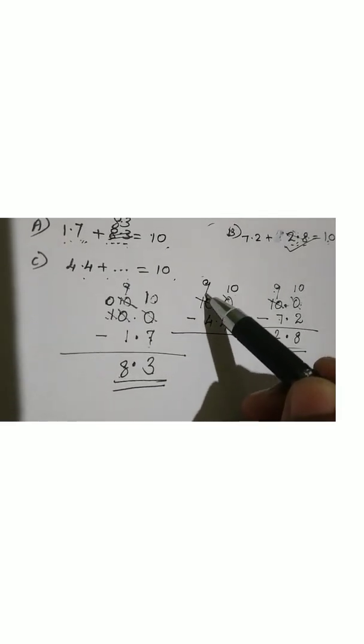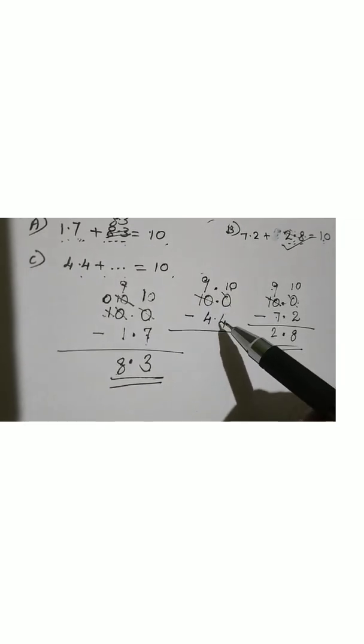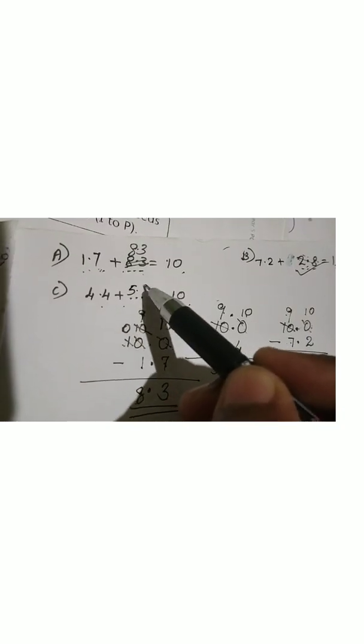So this is correct. Next number is 4.4 plus a number equal to 10. So what can we do? We can do 10.0 minus 4.4. So this we can cut. We can write 10 and this will be 9. Here the point will be there. 10 minus 4, 6. Then here the point. 9 minus 4, 5. So we can write 5.6. I think now you got the idea how we can complete this first part. That is, there are two parts here. First part is A to H.